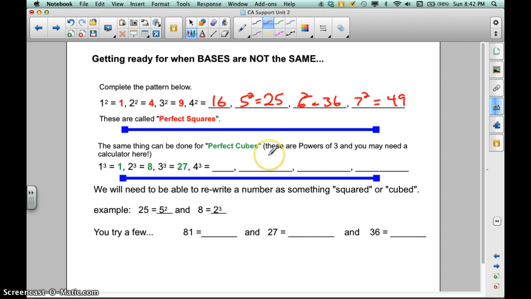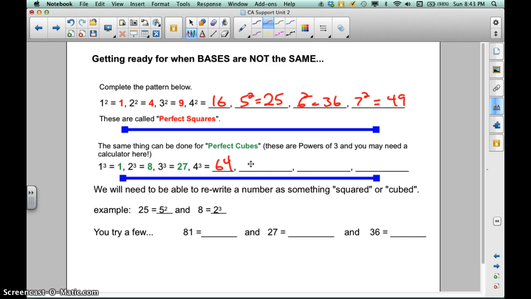The same thing can be done for perfect cubes. It's not as important that you memorize them as much as recognize when something is a perfect cube. Perfect cubes are powers of 3, and it might be more necessary for you to use a calculator here than it was with the perfect squares. You'll see that 1 to the power of 3 is 1, 2 to the power of 3 is 8, 3 to the power of 3 is 27, 4 to the power of 3 is 64, and you'll notice that 64 also comes up as a perfect square.